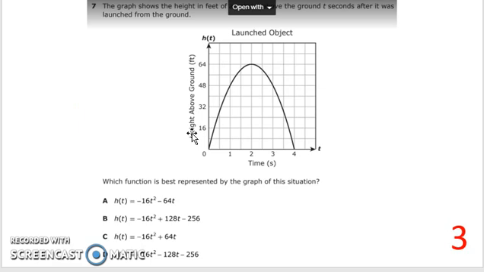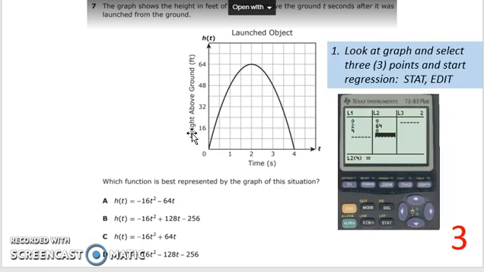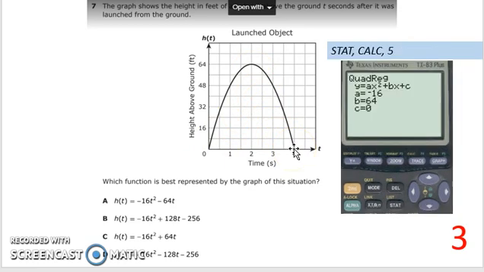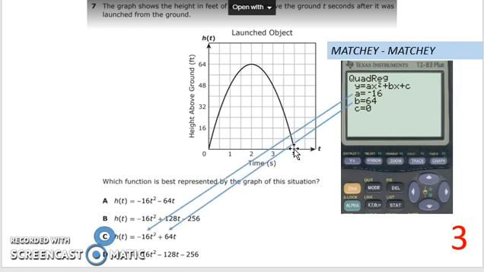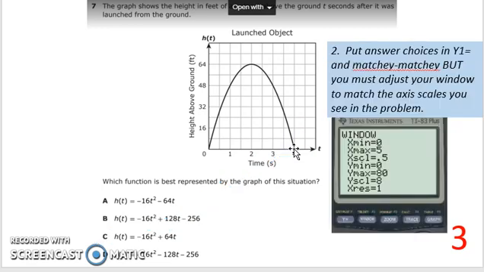On this one, there are multiple ways I think. We'll look at the graph, find 3 points, pick the clean ones. I got the origin, I got the vertex, and I got the other x-intercept in my calculator. Again, that's stat edit. And then we do a quadratic regression by doing stat calc 5. And then we can pick up our coefficients for the quadratic term and the linear term and get our answer.